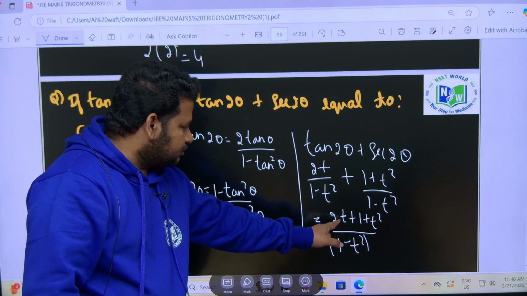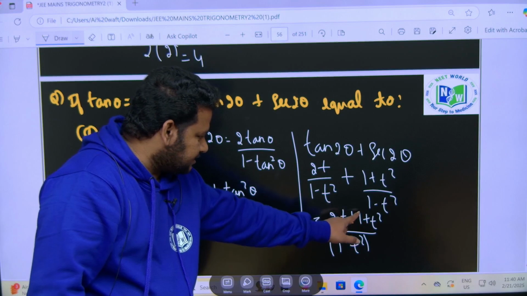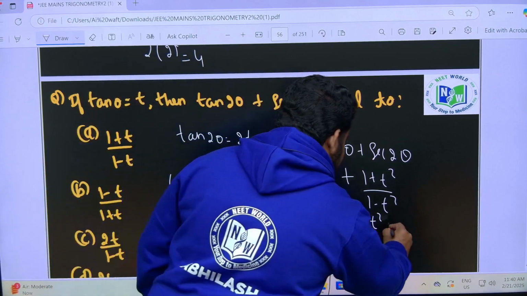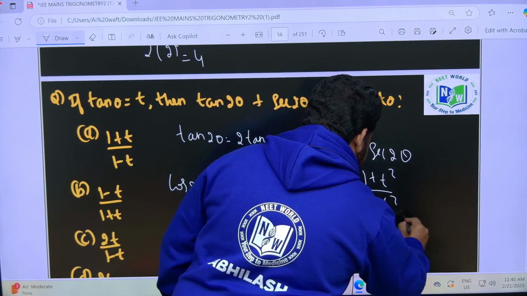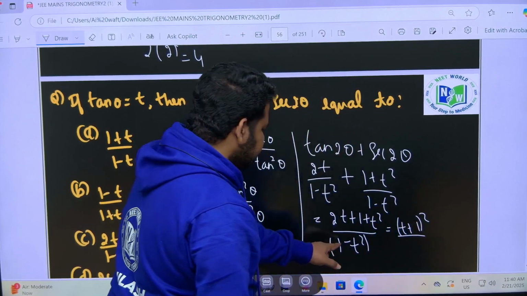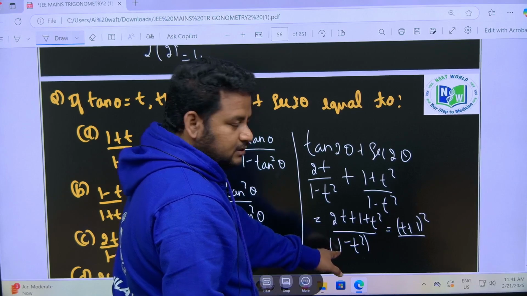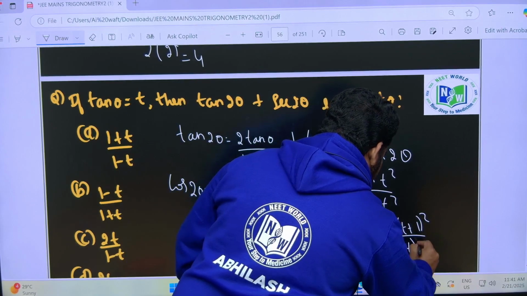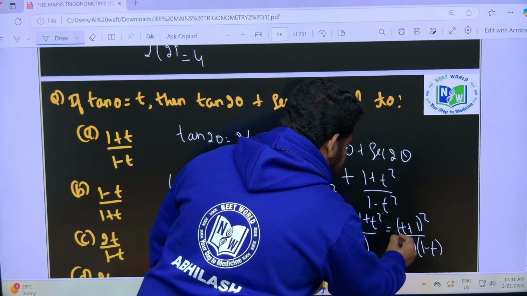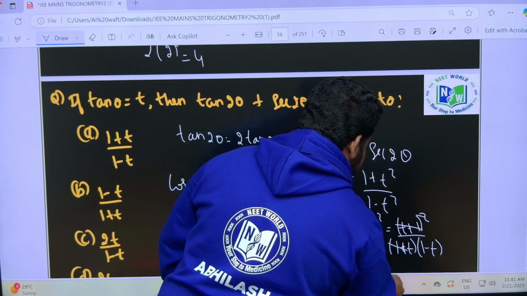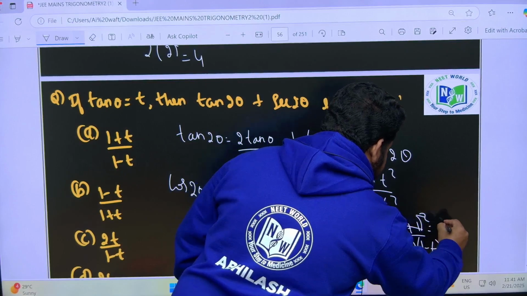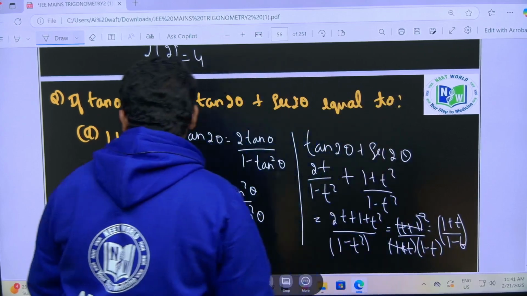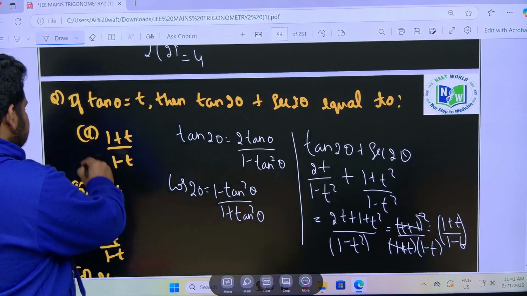This is 2t, and t square plus 1 can be written as 1 square plus 2t. That is nothing but a plus b whole square. So this can be written as t plus 1 whole square. The denominator is a square minus b square, that is 1 plus t into 1 minus t. So 1 minus t will cancel. You will have 1 plus t divided by 1 minus t as the answer, that is option A.